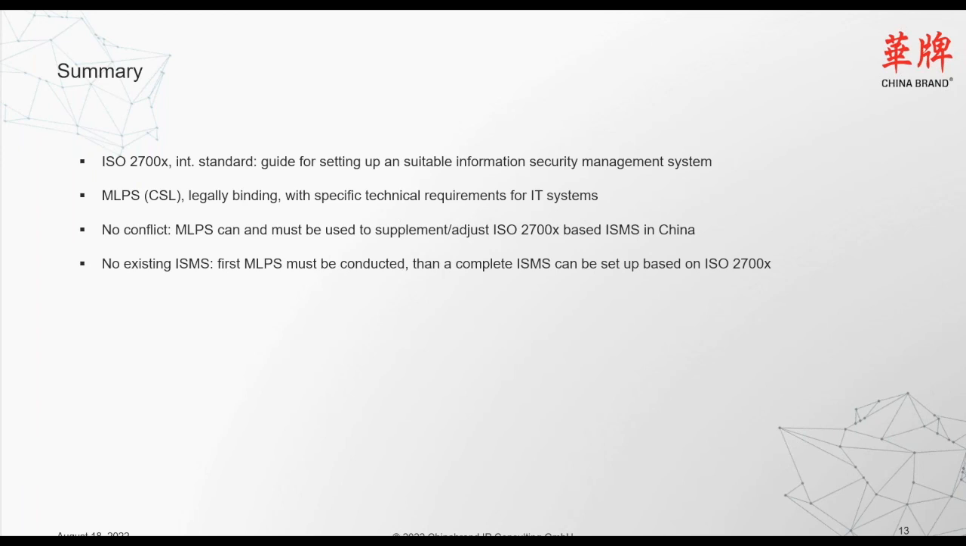If there is no existing ISMS for now, you should be aware that the first step for China definitely is conducting the MLPS. The MLPS has been a legal requirement for more than 4 years now already. So companies who haven't started conducting the MLPS should start with that first, and then after this has been done, can set up a complete ISMS on top of this based on the ISO 27000 series.